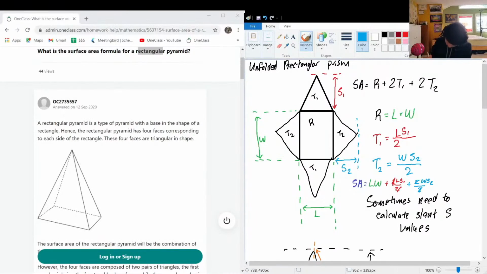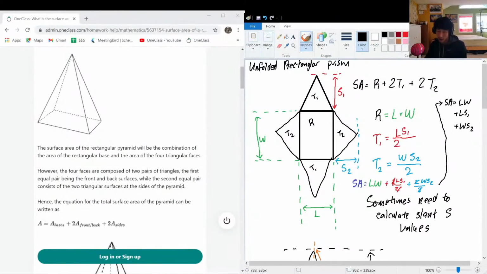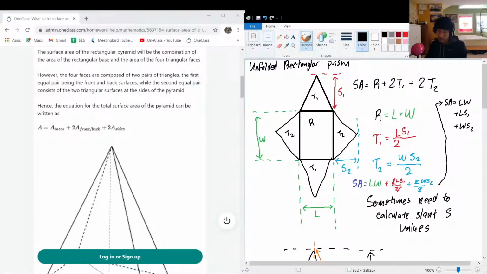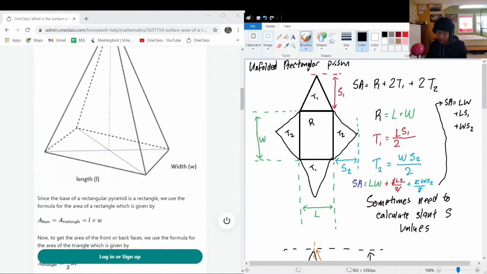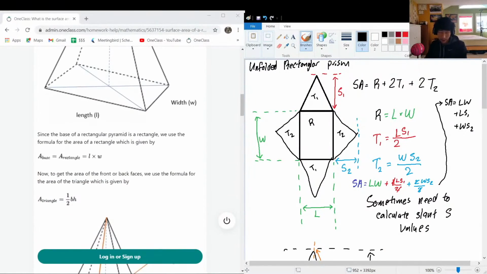So all in all, we have a final equation for surface area that's going to be equals LW plus LS1 plus WS2. S's are the slants, length and width are the base measurements of the base of the pyramid, and once you have this equation, you can easily find the surface area. You just need to possibly get the slants in a different way, but it's fairly straightforward.